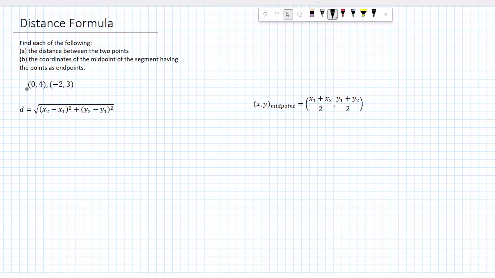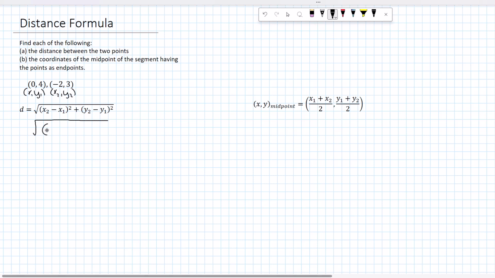Now what might help is to actually write x sub 1, y sub 1. That's my first ordered pair. x sub 2, y sub 2. Now, does it matter which one is the first point and which one is the second point? No. But let's put it into our formula.